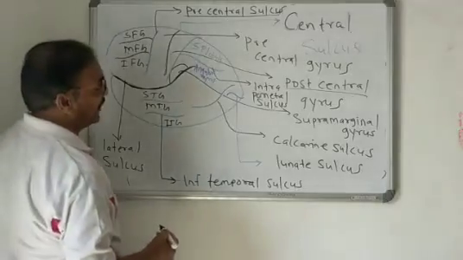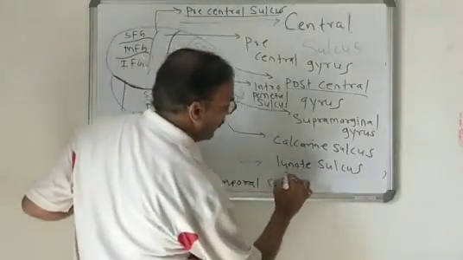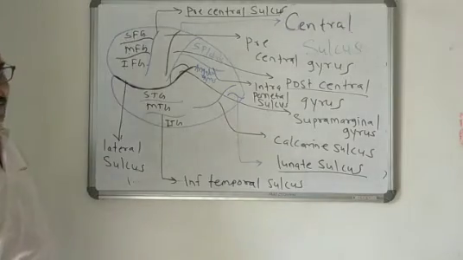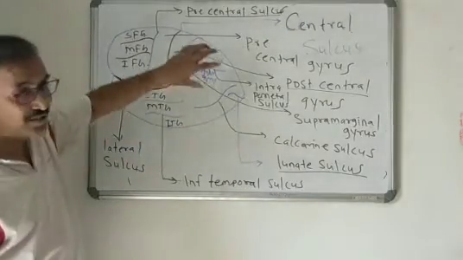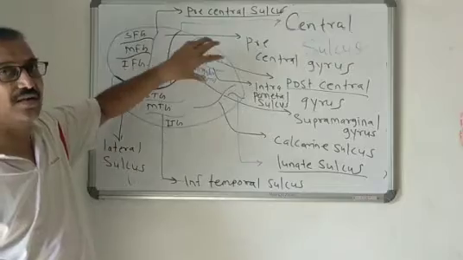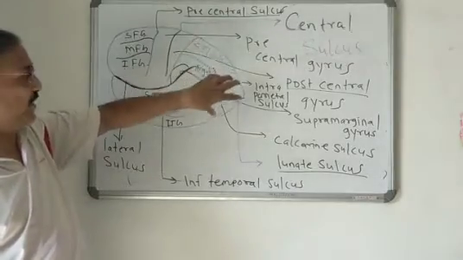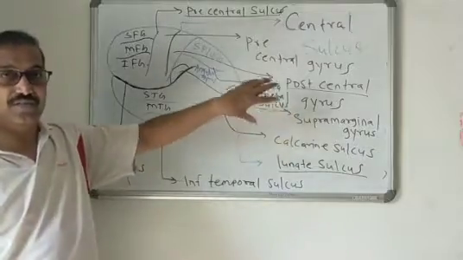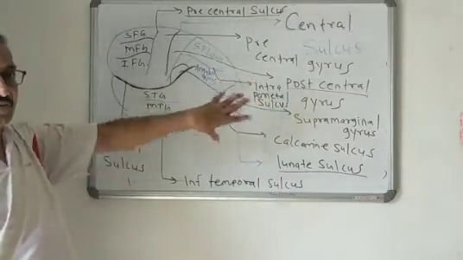So again one sulcus present there. That is called the lunate sulcus. So these are the important sulci. Remember, many sulci are present over the superior lateral surface of the occipital lobe, but these two are the important ones that we discuss here.